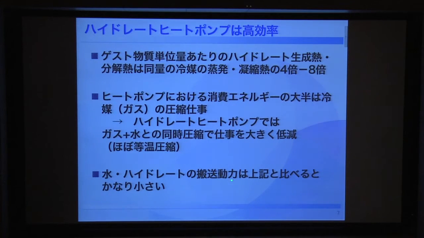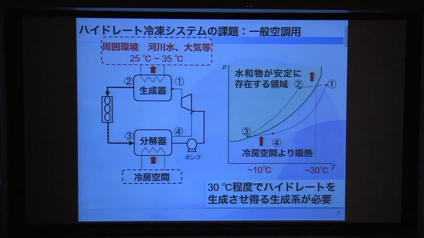Hydrate is basically solids, and the solids are moved by a slurry pump. So immediately you might think that it would require more energy. But if you compare it against the compressor that's being used for the traditional air conditioning system, this is smaller by 10-fold or more.